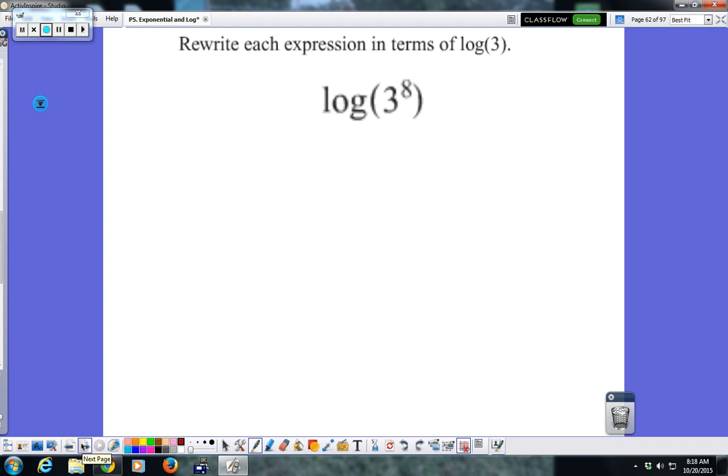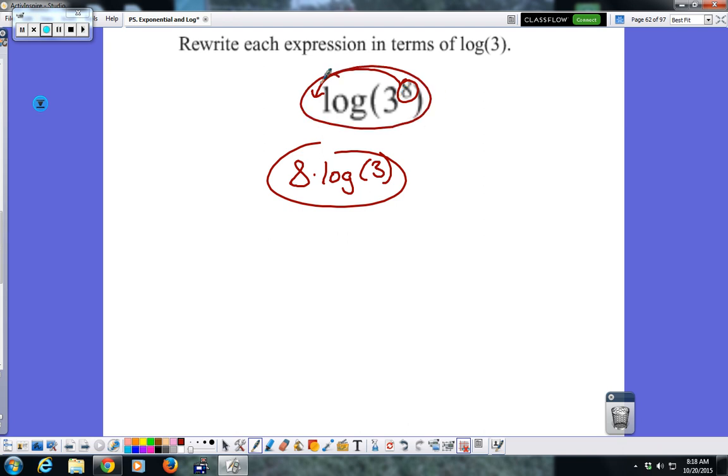Rewrite each expression in terms of log 3. The 8 in the exponent can be moved out front. That's 8 times log 3. That's all they want you to do. I don't want log of 3 to a power. I want just plain log 3. Well, this is 8 log 3s. 8 times log 3.